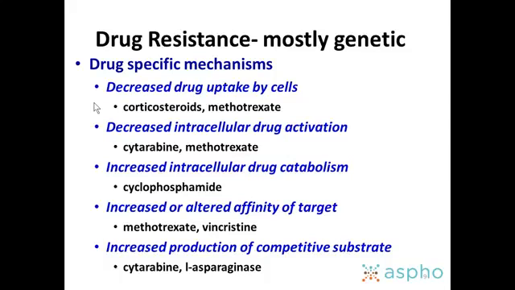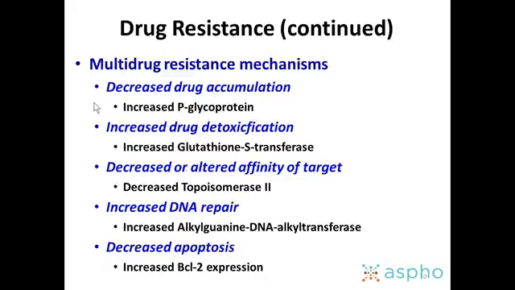You can have increased catabolism of the drug, as for example, increased glutathione transferase with cyclophosphamide. You can have altered affinity, and again, with methotrexate, it's related to the amount of dihydrofolate reductase within the cell. And then you could also have a difference in the competitive substrate, and that's typical with cytarabine. And so if you give asparaginase, you're depleting deoxycytidine within the cells, and therefore decreasing the ability of asparagine to work.